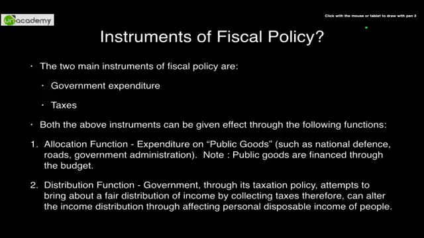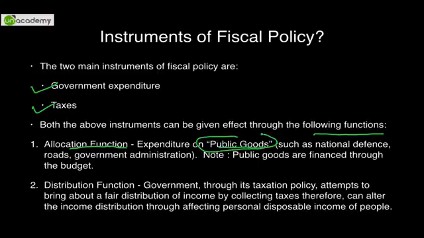Now, as we had discussed earlier, we have two instruments of fiscal policy. One is government expenditure and the other is taxes. Both these instruments can be given effect through two functions. Remember the two functions under fiscal policy. First is the allocation function, very, very important. How do we allot or how do we allocate goods? The expenditure done on public goods is known as the allocation function.